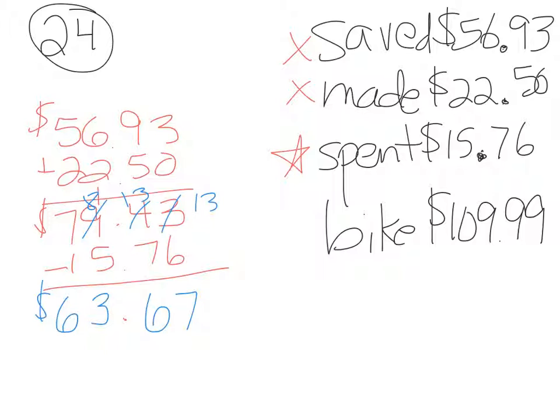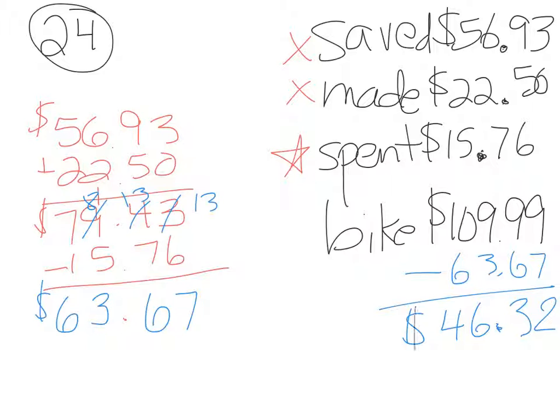We need to figure out how much she still needs to save. To do that, we're going to have to do some subtraction. Drop it like it's hot. 9 take away 7 is 2, and 9 take away 6 is 3. 9 take away 3 is 6. 10 take away 6 is 4. It looks like Shasha needs to earn or somehow get $46.32 more if she wants to buy that fancy bike.